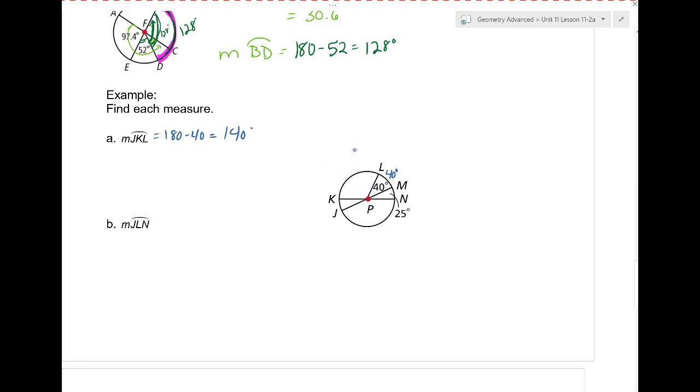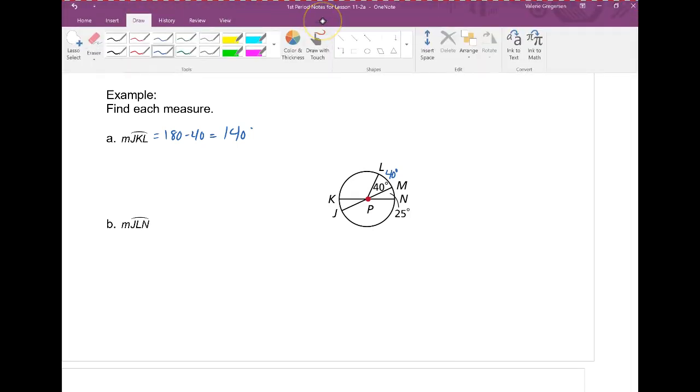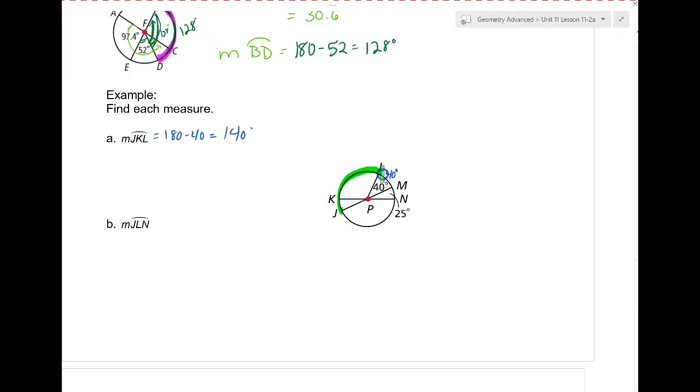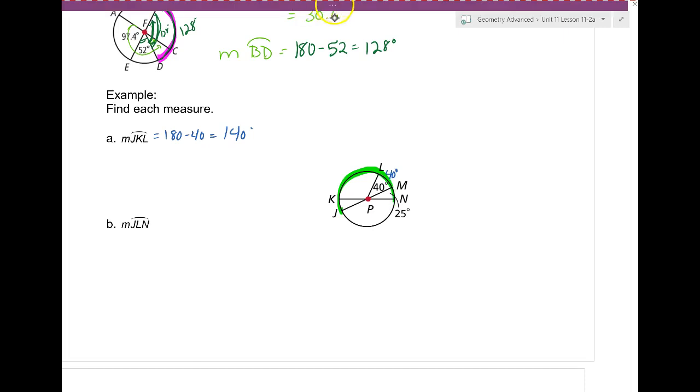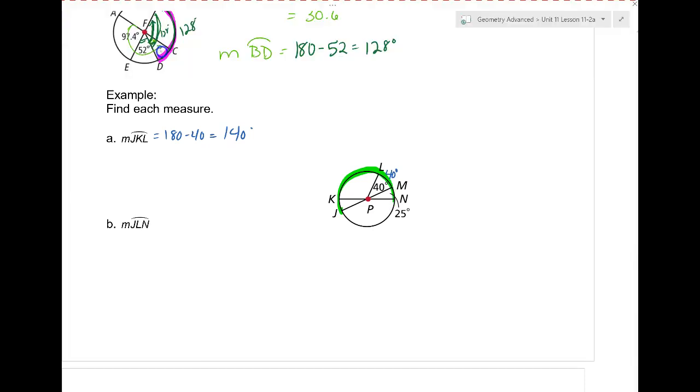I want the measure of arc JLN. I keep saying angle instead of arc today. Have you noticed that? Really not helpful on this. All right, so JLN. Is that a minor, major, or semicircle, first of all? Major arc. All right, how are you guys going to get it? What did you guys say? I heard answers, but not loud enough to work with.